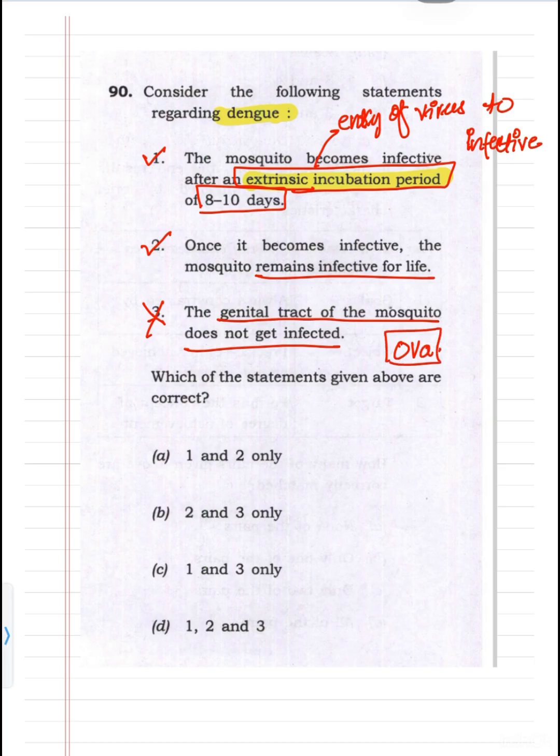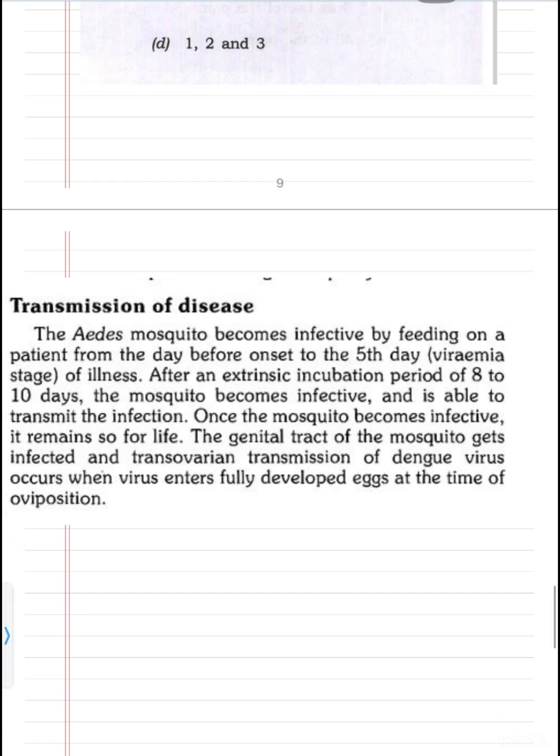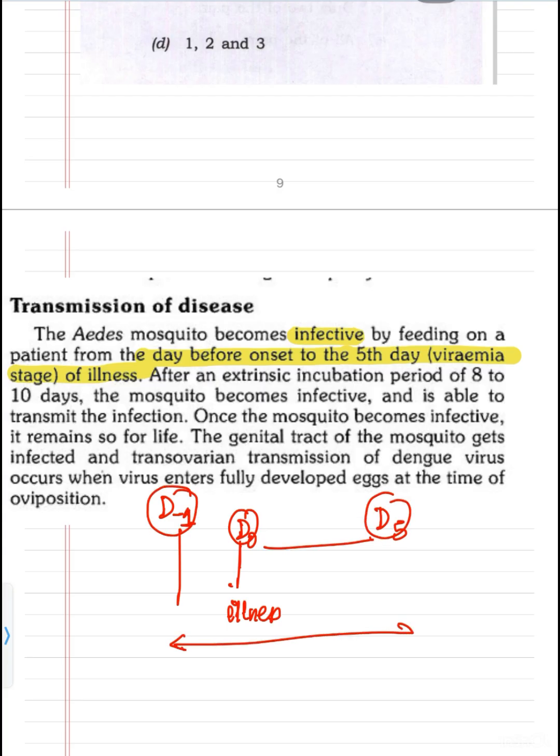Now coming to the source, the transmission of disease: the Aedes mosquito becomes infective by feeding on a patient from the day before onset to the 5th day, that is the viremia stage of illness. So this is day 0 of illness. From 1 day before it, that is day -1, to day 5. Till this day, if the mosquito bites that person, it is going to get infected, and after day 5 it is not going to become infected.